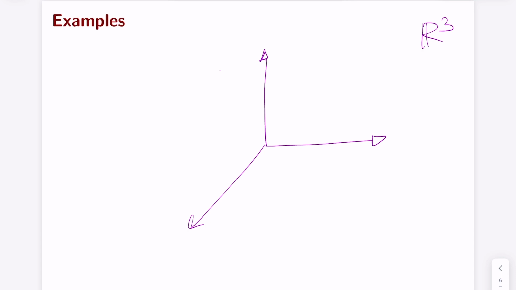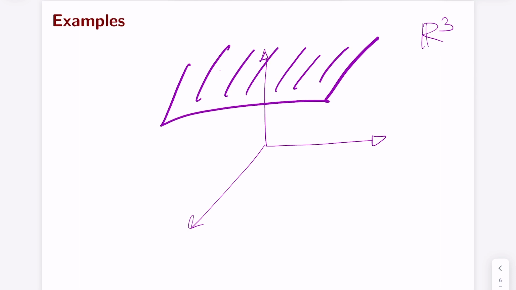In the same way, we can see that in R3, if we consider a plane, for instance, like this, I mean, this plane here, this is a subset of R3, but it's not going to be a subspace because of the same reason, right? We get one vector here, one vector here. When we do the addition, this vector goes outside of the plane.